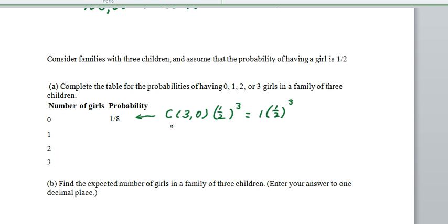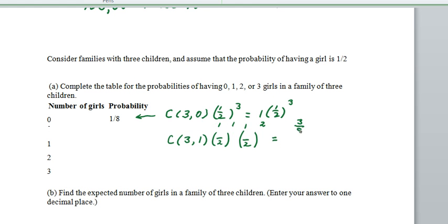For one girl, we have the combinations of 3 taken 1 at a time, times 1/2 to the 1, times 1/2 to the 3 minus 1, which is 2. And so in this case, we have 3/8.